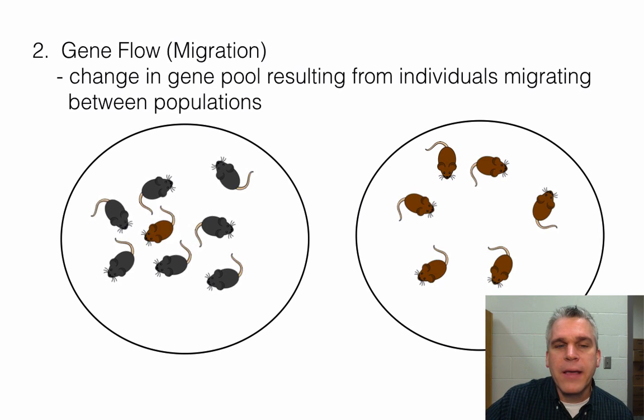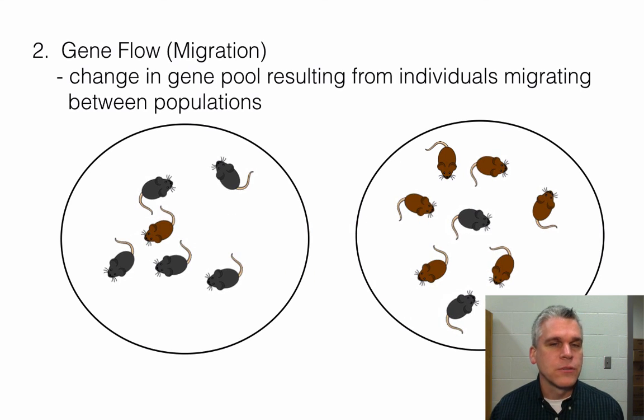And maybe some of these black mice move into the brown mouse population. Again, that just changed the allele frequency. Depending on what those environments are, some of these may have better survival advantages than others.